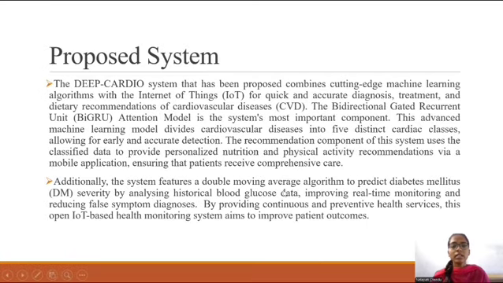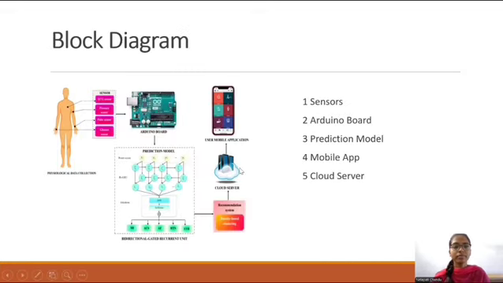Proposed system. The proposed Deep Cardio system combines cutting-edge machine learning algorithms with IoT for quick and accurate diagnosis, treatment, and dietary recommendations of cardiovascular diseases. The recommendation component of the system uses the classified data to provide personalized nutrition and physical activity recommendations via a mobile application. So this is the block diagram. In this we have sensors, Arduino board, prediction model, mobile app, and cloud server.